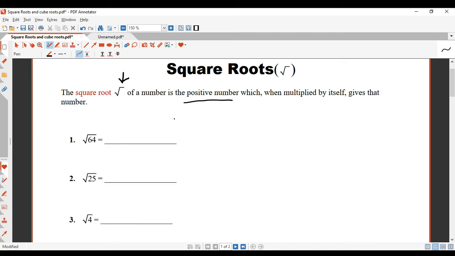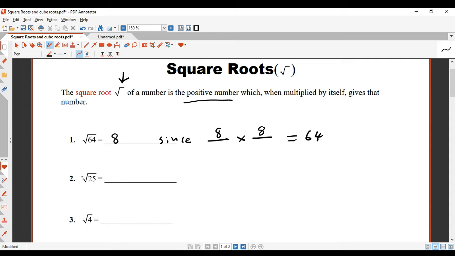Now, that won't make a whole lot of sense to you until you do some questions. So let's have a look. Square root of 64. Now, how do we work that out? It means we need to find a number which multiplied by itself is equal to 64. Okay. Now, 8 times 8 is equal to 64. So we say the square root of 64 is 8, since 8 times 8 is equal to 64.